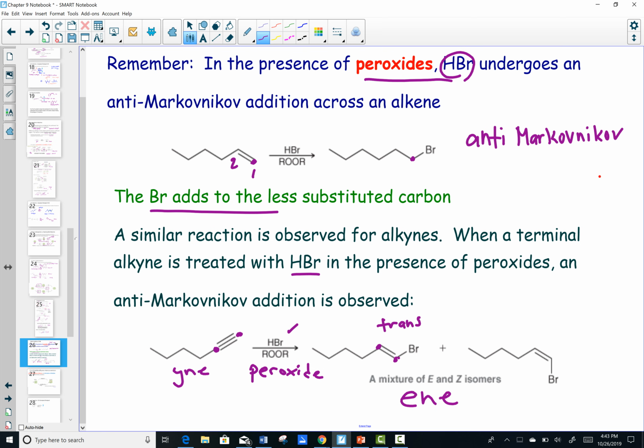Trans means the bromine is coming up while the carbon chain is coming down, that is, the opposite sides. Opposite starts with a vowel, so I know that that's the E conformation as well. And this is the cis conformation, where the double bond has them coming out of the same side. The same side is also called the Z conformation. So adding a peroxide into the mix of HBr makes it form an anti-Markovnikov product with a cis-trans isomer mixture coming out.